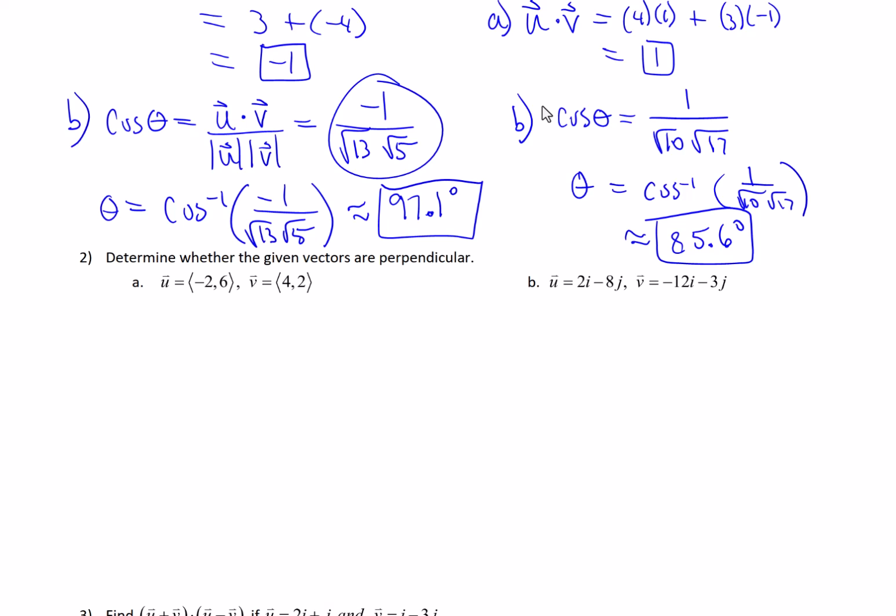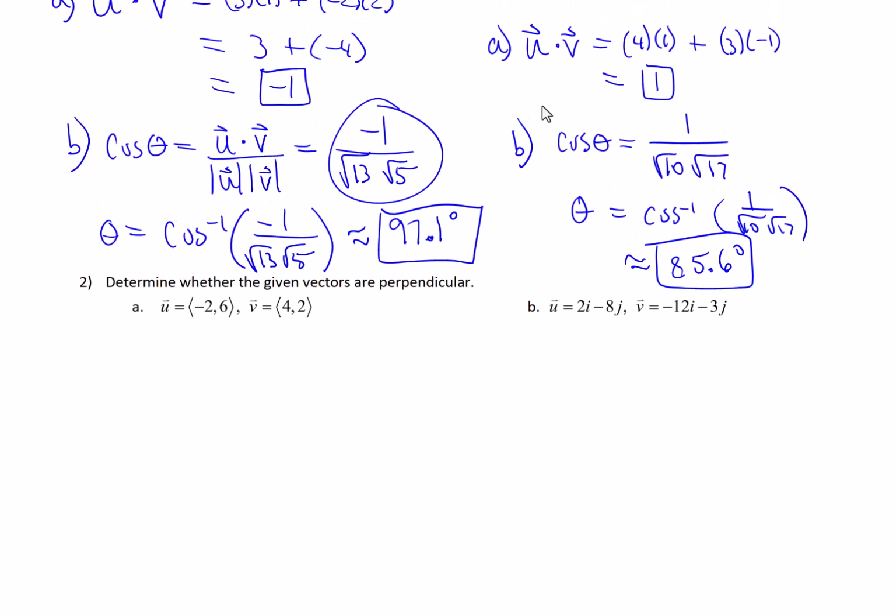Well, let's move on to another example. Number 2 says, determine whether the given vectors are perpendicular. Well, that word should sound a little bit familiar. So we have two examples here, so 2a and 2b. Each of them is giving us components or values for vectors u and v.